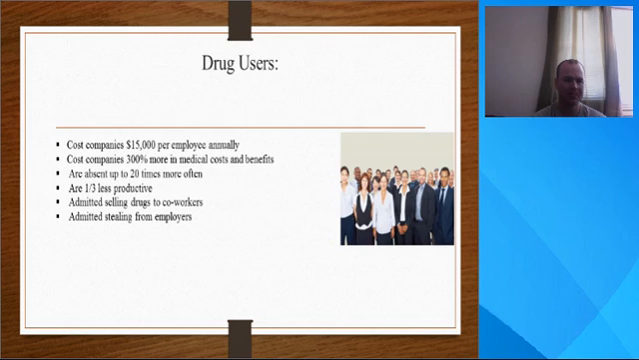If they do show up, they're about 1/3 less productive than the ones that are there without drugs or alcohol in their system. Other things they've done is admitted to selling drugs to coworkers and admitted stealing from employees, and that's probably to support their drug habit.